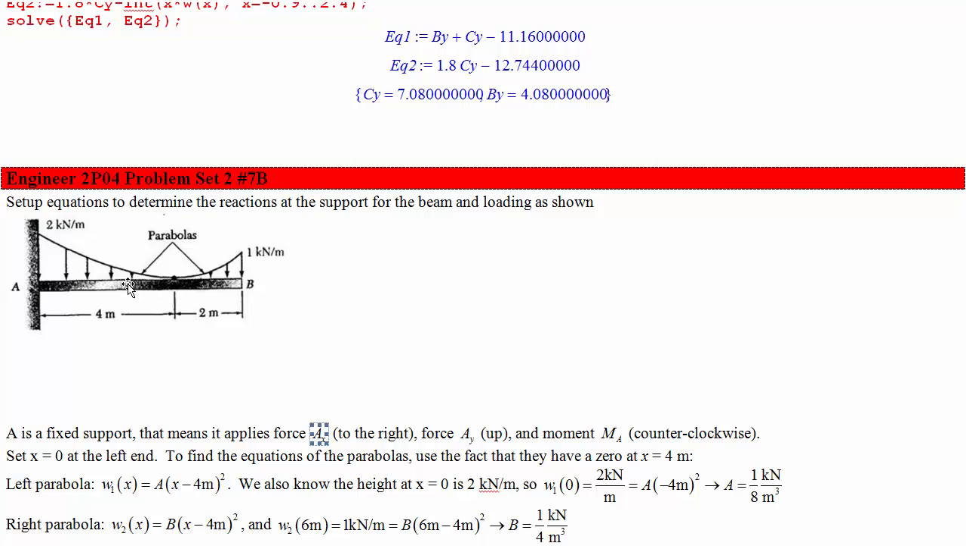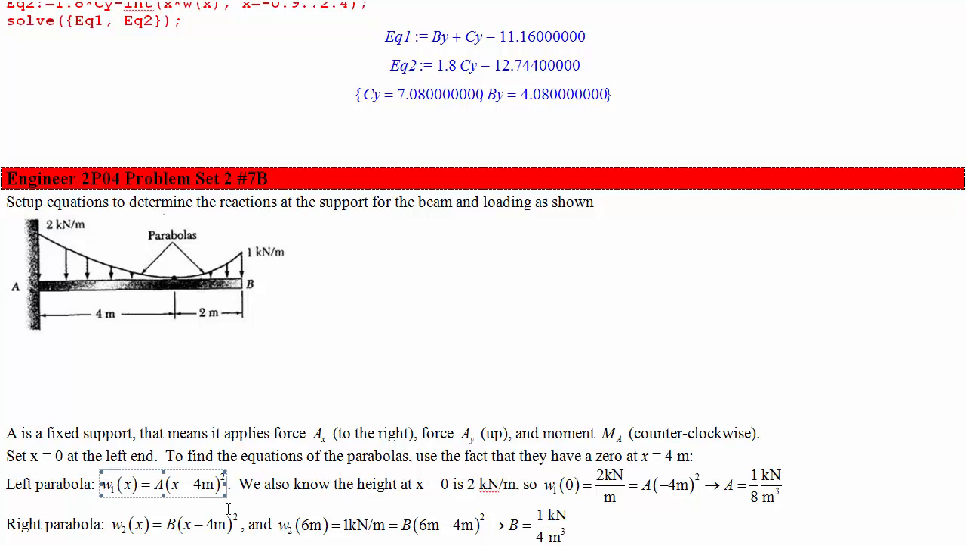So what we'll do is we'll say this left parabola, well, we know it's a parabola, and we know that it has a 0 at 4. So that means it's got to have the equation a times (x minus 4) all squared. All right? Then what else do we know about it? Well, when x equals 0, it has a height of 2. So let's substitute that in. W1 at 0 is 2 kilonewtons per meter. And that lets us solve for what a is by substituting in the 0 over here. Sure enough, we find an a, and that's it.